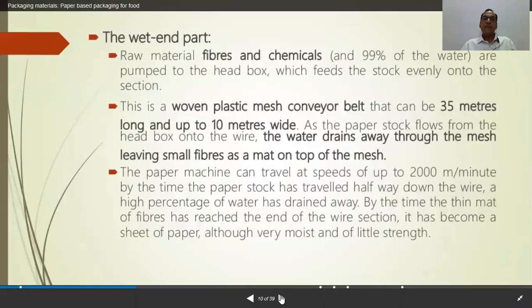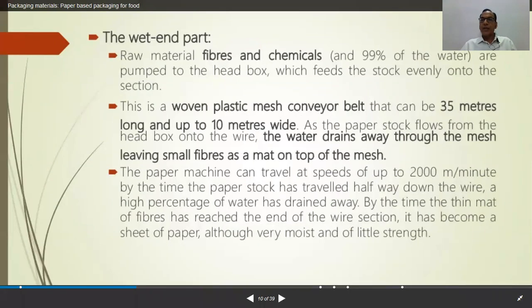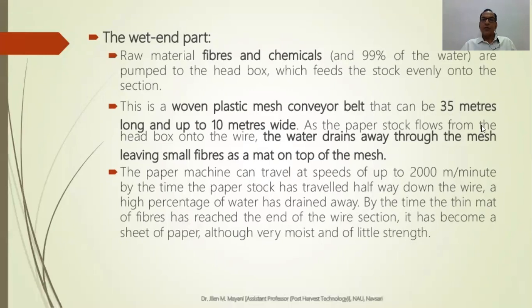All right. The wet end part, there are two parts. The wet end part: raw material, fiber and chemicals, they are pumped together. Chemicals are pumped to the head box, which feeds the stock evenly onto the wire section. This is a woven plastic mesh conveyor belt that can be 35 meters long and up to 10 meters wide.